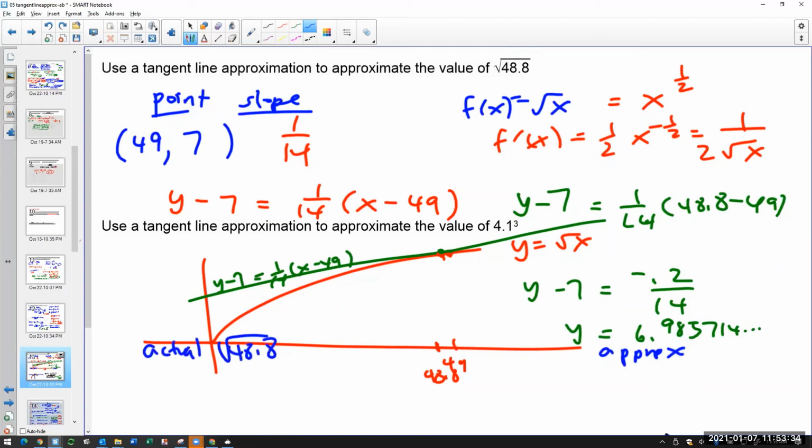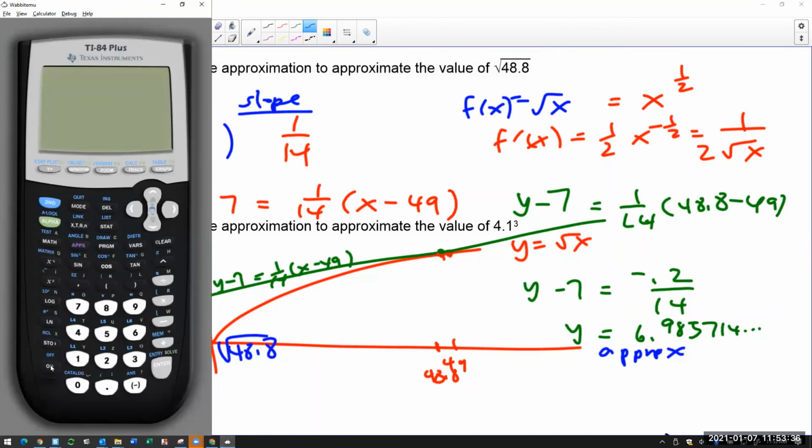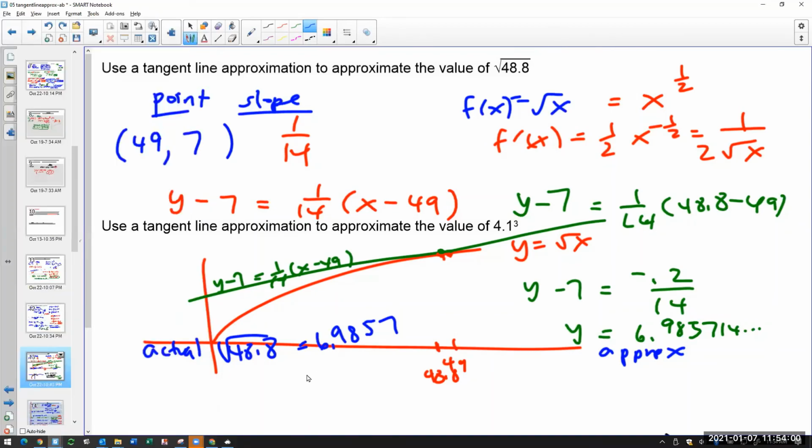Let me go to my calculator and see how far off I am. Here we go. The square root of 48.8 is equal to, whoa, guys, whoa, check that out. This is like 6.9857, basically, okay? Not that far off, right? Using a tangent line approximation. Okay, now, does it ask if it's an underestimate or an overestimate or anything like that? No, then we're done with this problem?